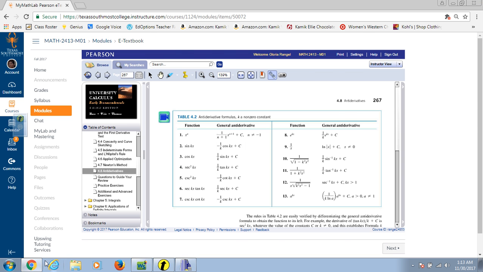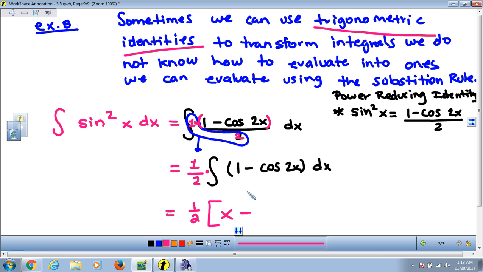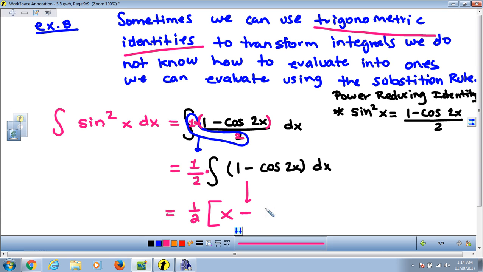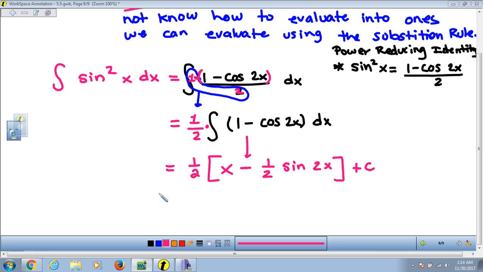Okay, there's a minus. I already know there's a minus here. That's this one. But cosine of 2x, is there a formula? Yes, right here, formula number 3. Cosine of kx, cosine of 2x, k is a 2. 1 over k, so 1 over 2 in my case, sine of 2x plus c. So then here, minus 1 over 2, that's 1 over k, times sine of 2x. I don't need this dx because I already did the antiderivative, or I already did the integral.